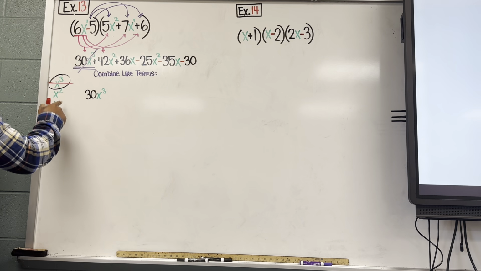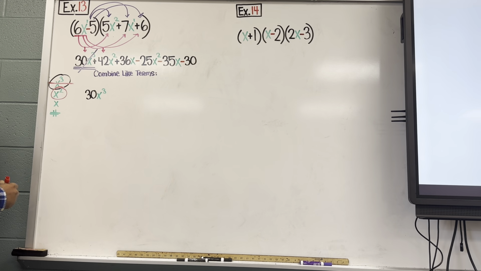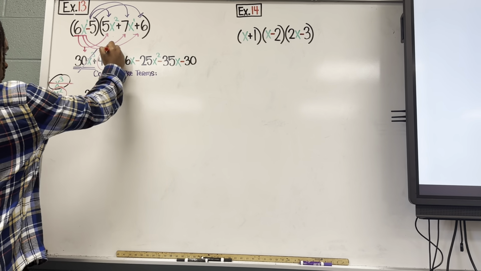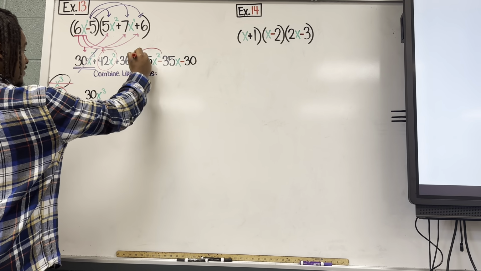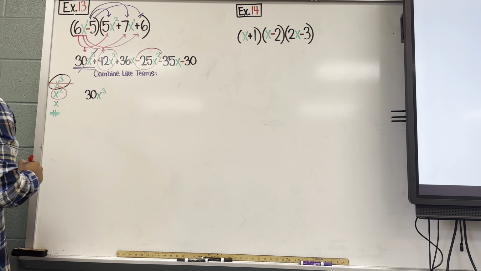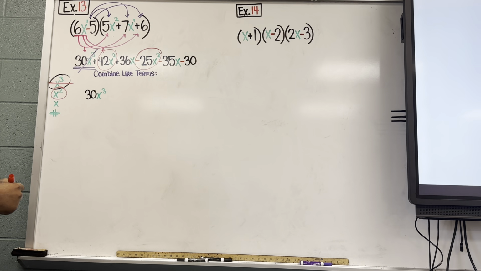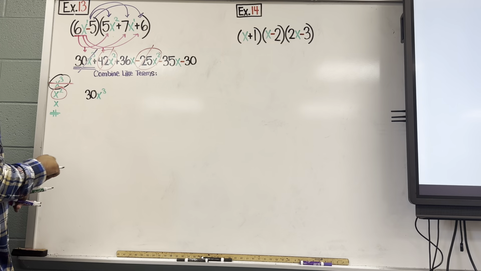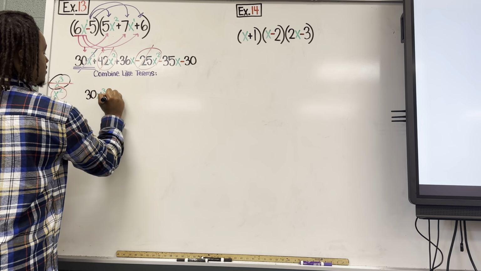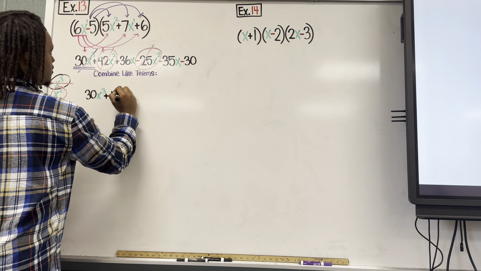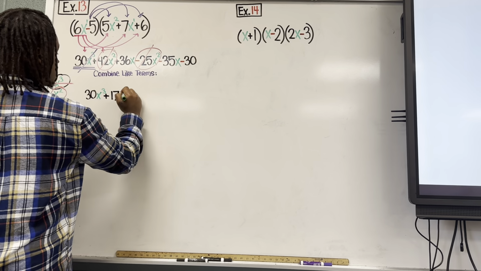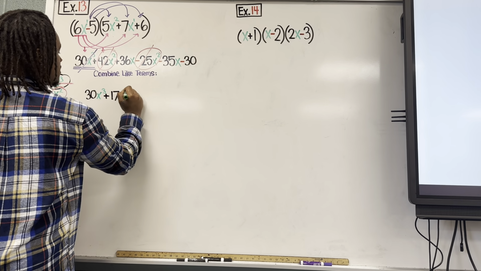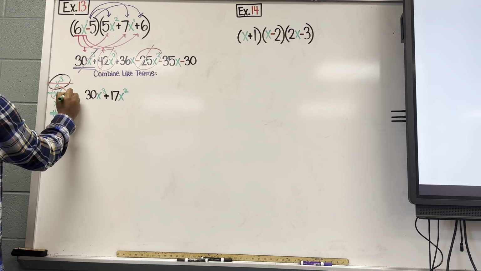Okay, now I'm gonna go to the next group, which is x to the second power. The two values that I see are positive 42x to the second power and negative 25x to the second power. 42 minus 25 equals 17. So that's gonna be 17x to the second power. All right, I'm done with that one.